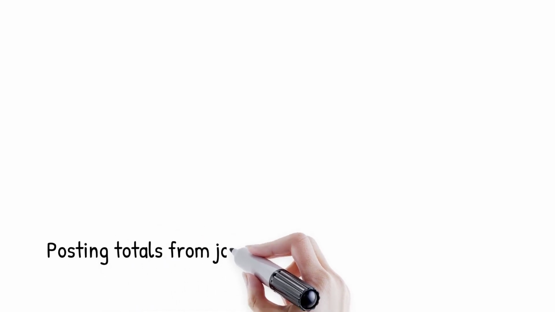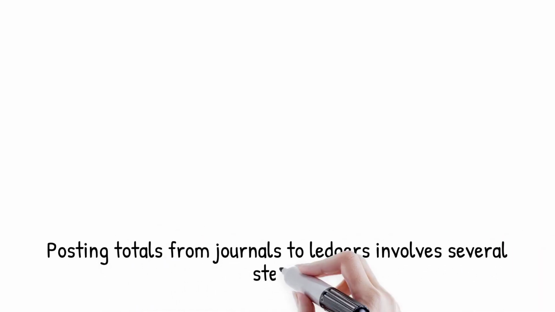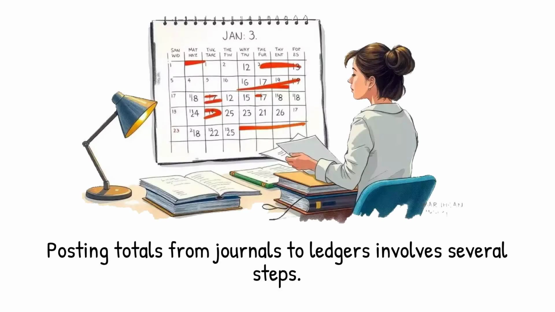Now, let's move on to the steps involved in posting the totals and individual amounts from these journals to the general ledger and subsidiary ledgers. The process begins with summarizing the transactions in each special journal at the end of a specific period, usually a month.